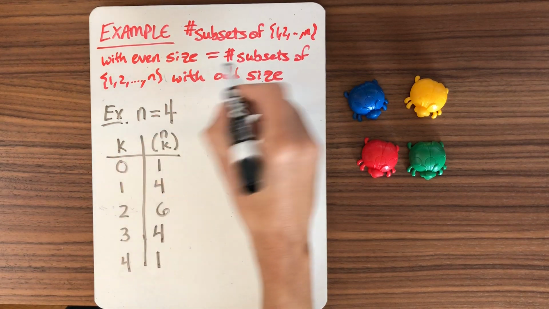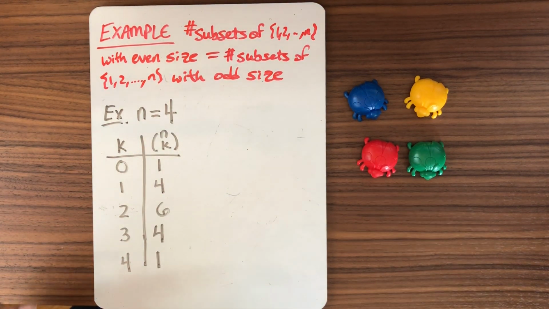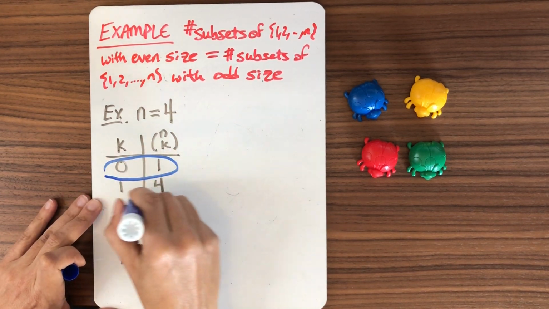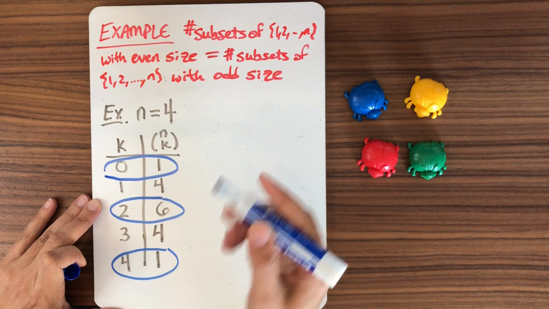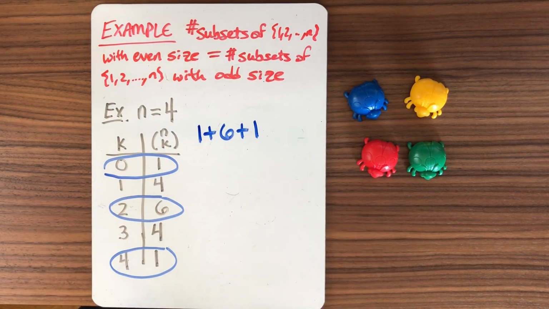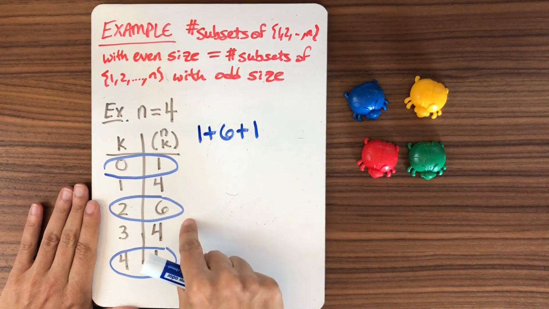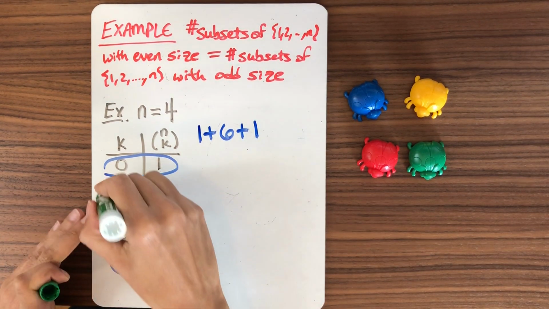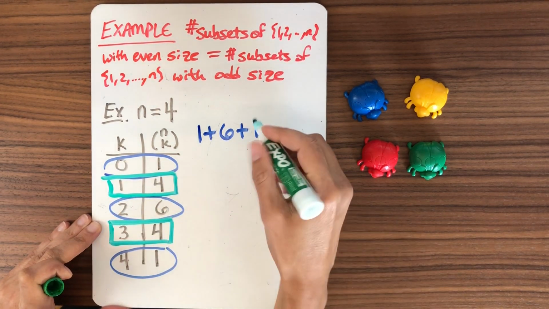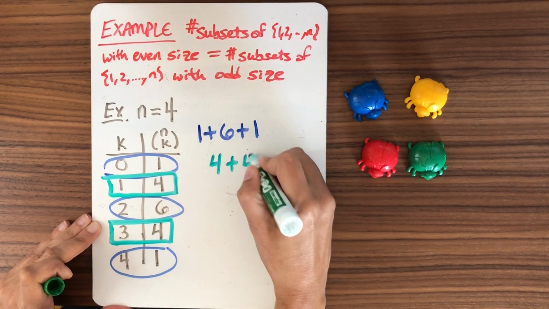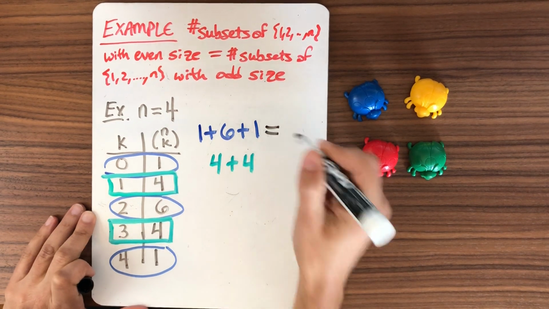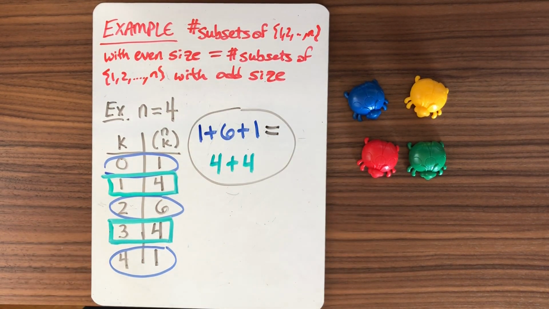Okay? And so what this statement is telling us is that if we think about parity here, we think about k, so here is an even guy, here is an even guy, here is an even guy. It's telling us that 1 plus 6 plus 1, this is the total number of subsets that have an even size, is going to have to equal the total number of subsets of an odd size, which is 4 plus 4. And in fact, they are both equal to 8. So, yes, the statement's true.